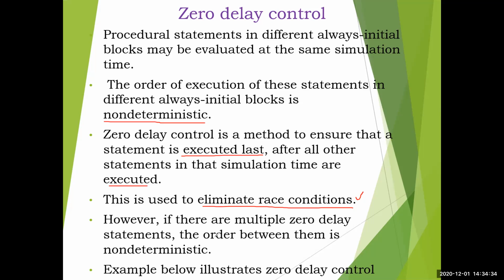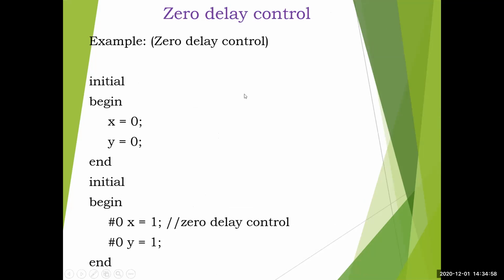However, if there are multiple zero delay statements, the order between them is non-deterministic. It is not going to be a complete 100% solution, only 50%, because again, if you specify zero delay control to multiple statements, their execution is again non-deterministic. Okay, so it is just a theory, so we will understand it by an example. An example will give you a more clear picture of the concept.